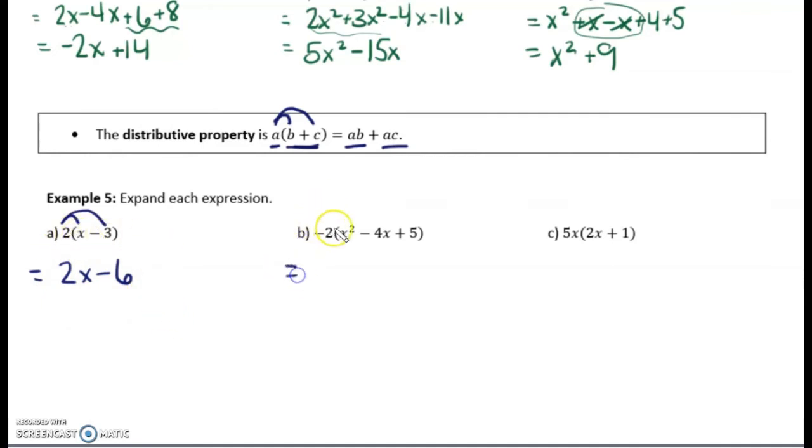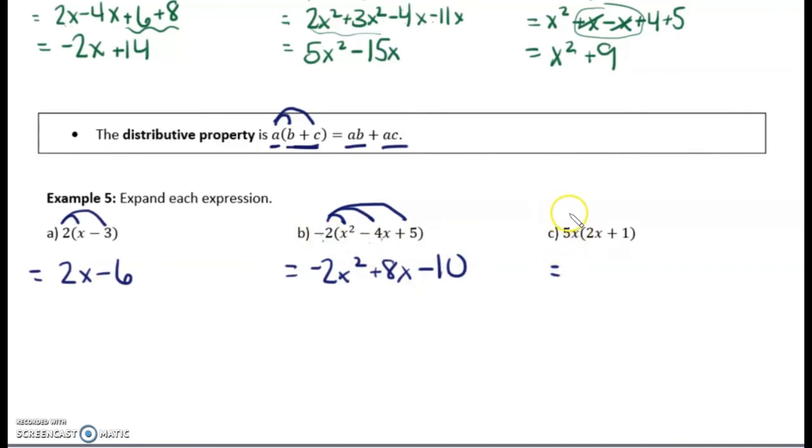Okay, now b. We have a negative 2 as the monomial, and we're going to expand it by multiplying it into every single term in the bracket. So negative 2 times x squared, negative 2x squared. Negative 2 times negative 4x, I get positive 8x, right? Negative 2 times negative 4. And negative 2 times 5 is negative 10.